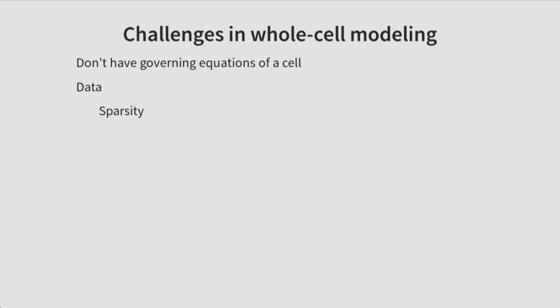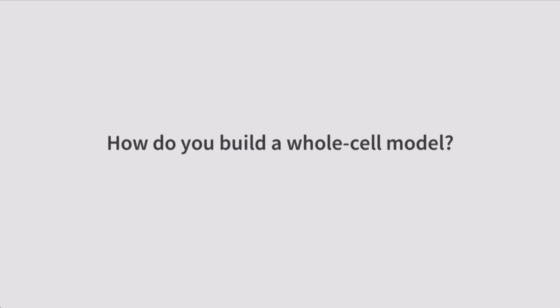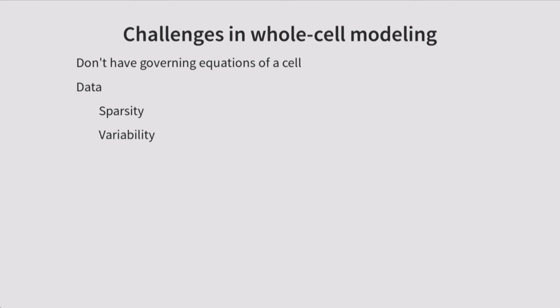And the other problem is that when we do have data out there, it's often the case that when two groups measure the same things, the values that they report will differ a lot. I refer to this as variability or inconsistency. And I have a concrete example of this. When we were building the Mycoplasma model, one of the things we needed to know was how much DNA is there in the cell. We want to know the DNA mass in the cell.